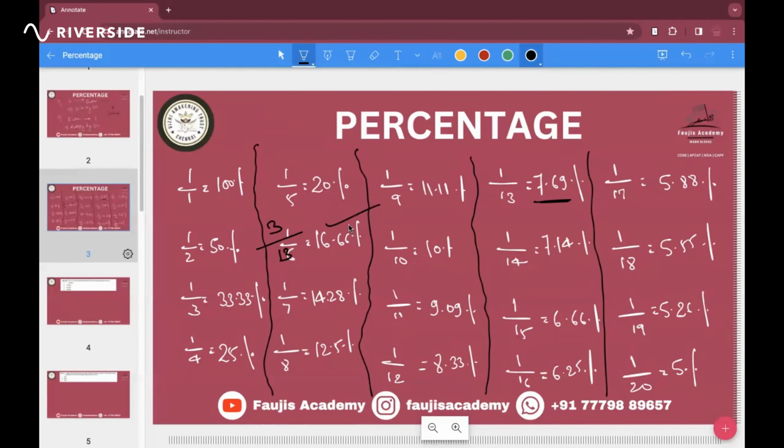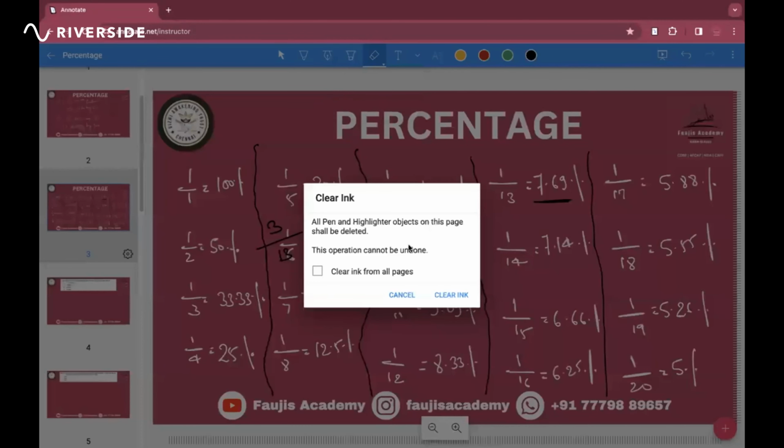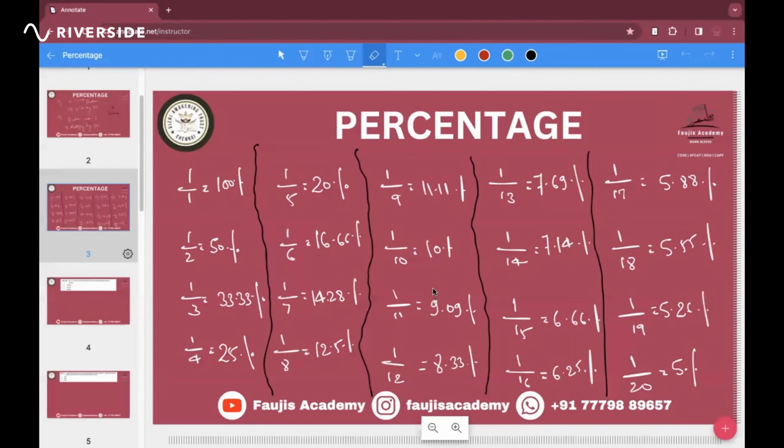So do one thing. My suggestion is, play with these numbers. What I would suggest is that this is a homework, one assignment for all of you. Please do it, you will help yourself. Write down all these: 1 by 1, 1 by 2, 1 by 3, 1 by 4, 1 by 5, 1 by 6, 1 by 7, 1 by 8, up till 1 by 20 or 25. It's your choice.